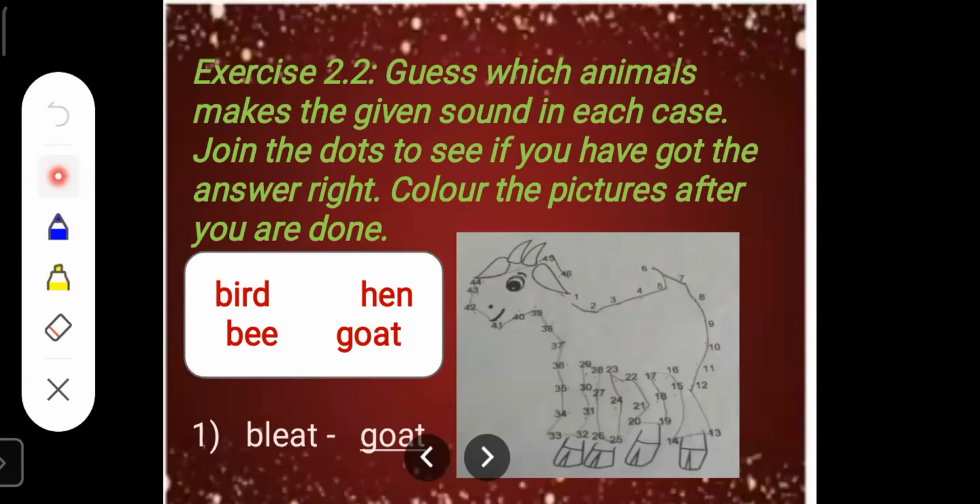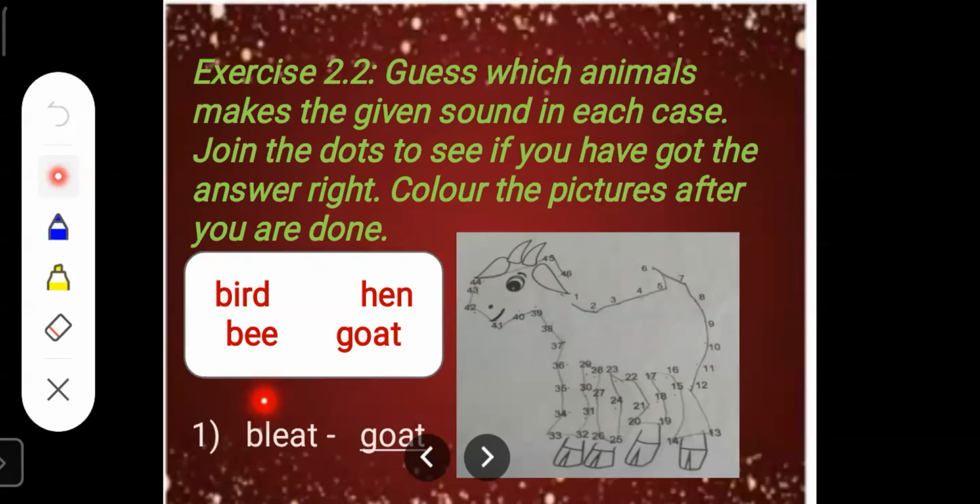Here, one box is given and 4 words are given. Below, the sounds of different animals, birds, or insects are given. You have to choose the words from this box and write. Okay, the first word given is bleat.